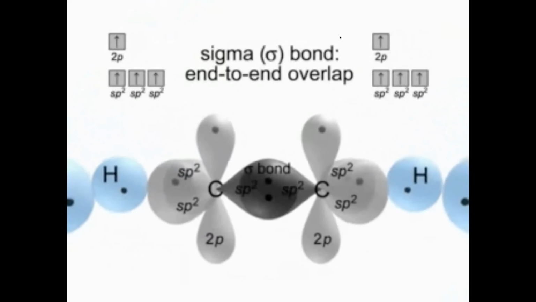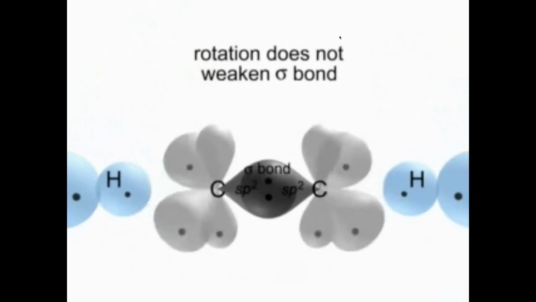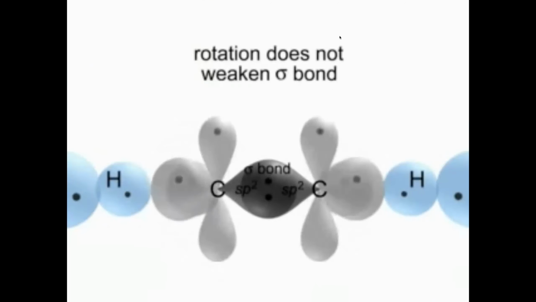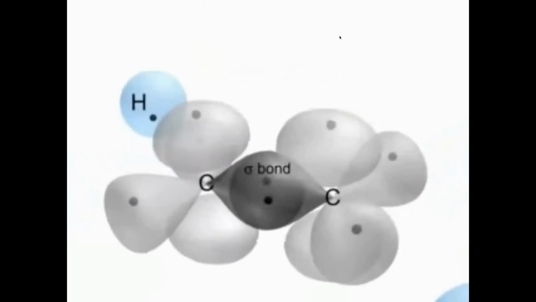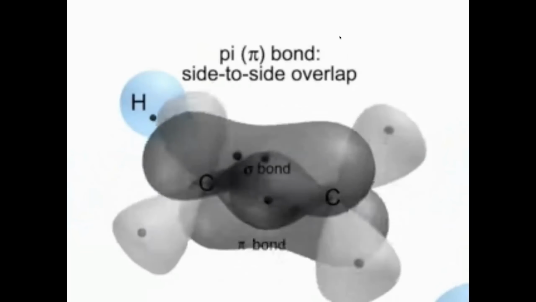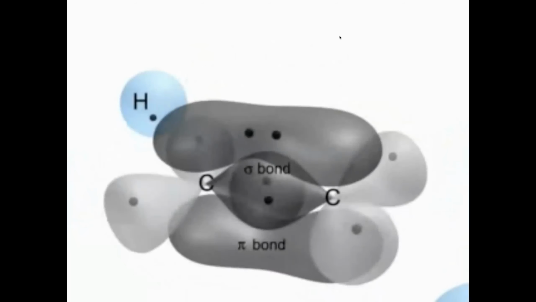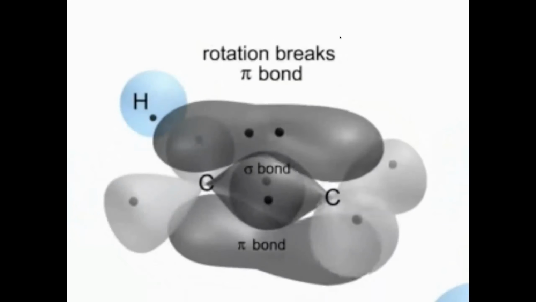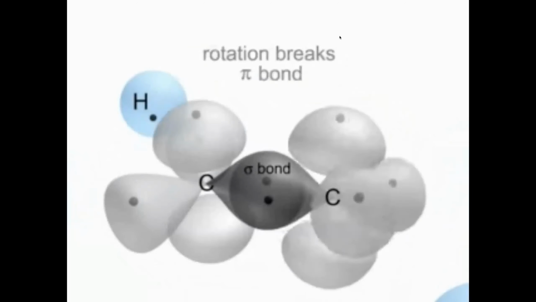It is symmetrical along an imaginary line between the nuclei and is not weakened by the rotation of one atom with respect to the other. Now, focus on the two parallel 2p orbitals. By substituting accurate representations of 2p orbitals, you see that they can easily overlap side to side. This results in a pi bond, one that is not symmetrical along the line between the nuclei. Most importantly, it is weakened and in fact breaks by rotation of one atom with respect to the other. Thus, a double bond consists of one sigma and one pi bond.